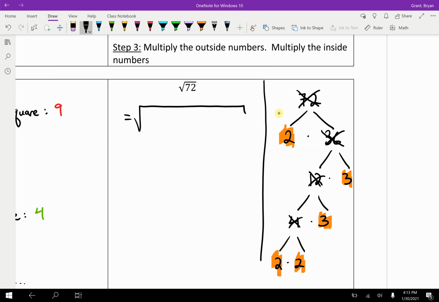This is the same, and I always go biggest to smallest. We're going to use the 3's first, as 3 times 3 times 2 times 2 times 2. Now, why is this useful?